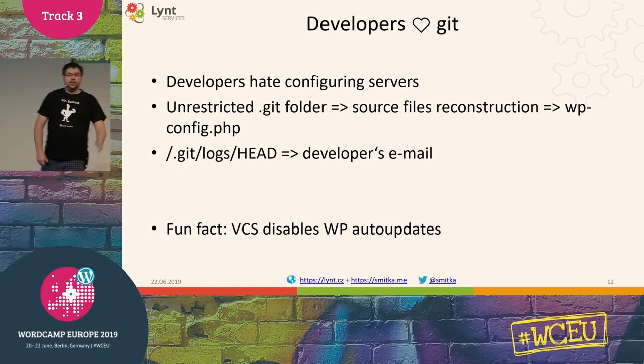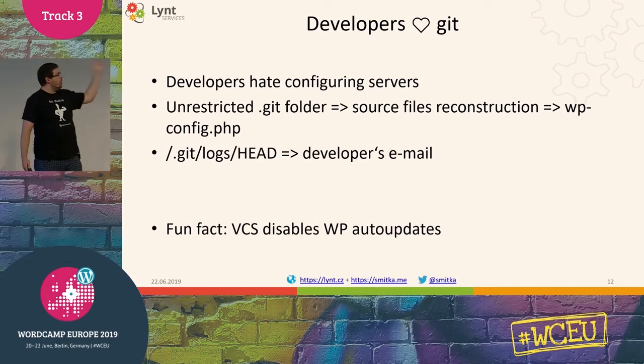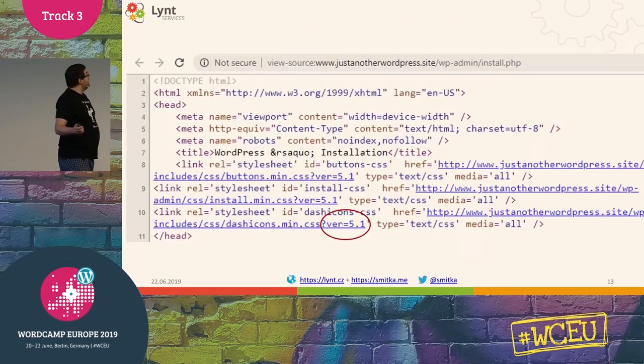Fun fact, when WordPress detects a version control system folder, it will disable auto updates. And if you are interested in the version, you can use this nice trick to reveal it. And this is one of the reasons why trying to hide the WordPress version is pretty useless.